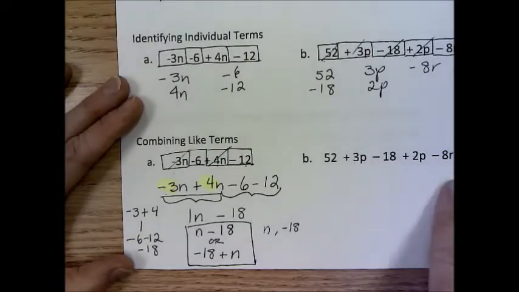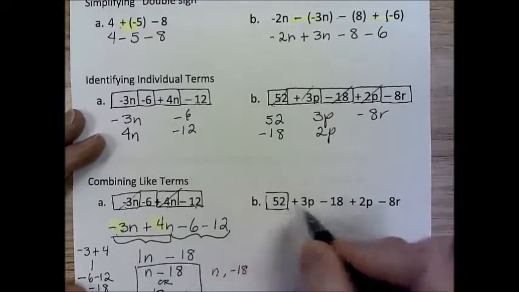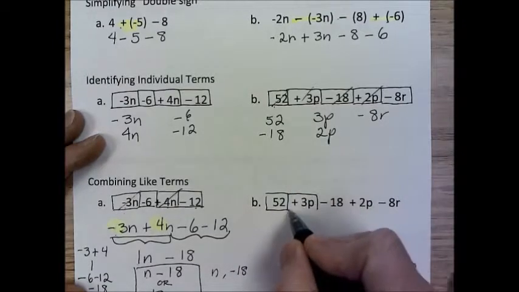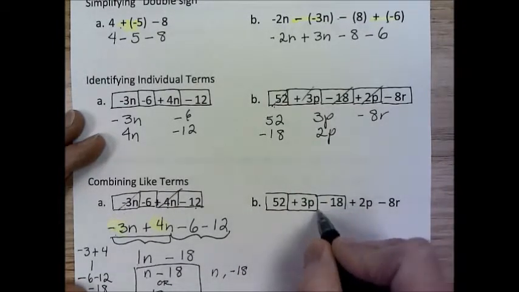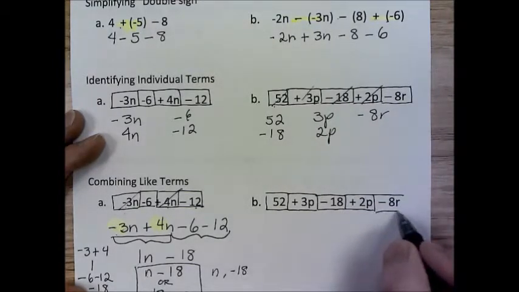All right, let's look at our next one. We have 52, so let's separate that off, plus 3p minus 18 plus 2p minus 8r.